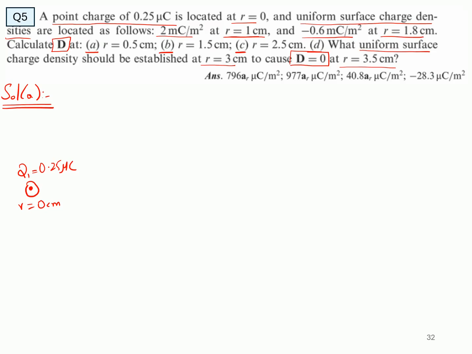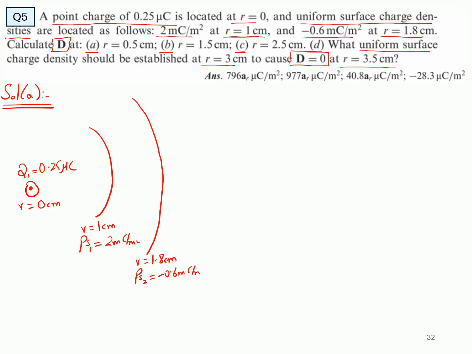So this is at r equal to 0. Let us say this is at r equal to 1. So at r equal to 1 centimeter, the surface charge distribution, let me call this rho S1, is equal to 2 millicoulomb per meter square. Then at r equal to 1.8, let me take this region. So this is r equal to 1.8 centimeter. My surface charge density is minus 0.6 millicoulomb per meter square.